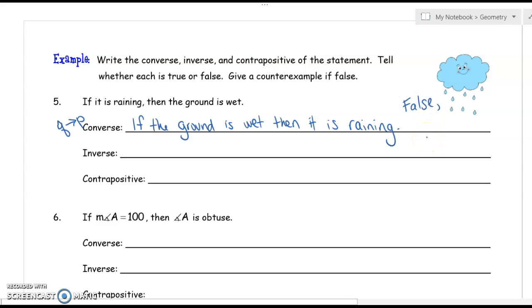Maybe it's wet from snow. All right. Maybe it's not wet from rain. Maybe it's wet from snow on the ground, or snow's melting or something like that. So that's what you're looking for, is false in a counterexample.